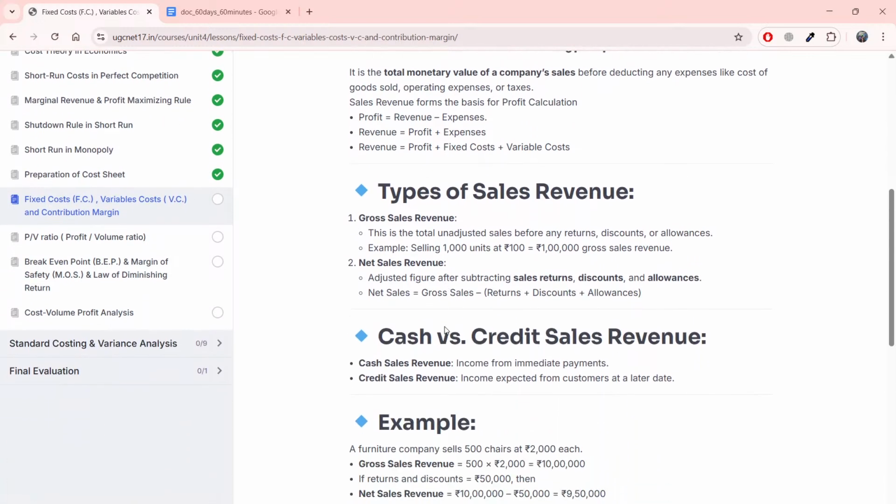So, gross revenue, net revenue. Sales, returns, discounts and allowances. Returns are negative, discounts are negative. Cash plus credit: cash sales revenue is income from immediate payment, credit sales revenue is income expected from the customer at a later date.